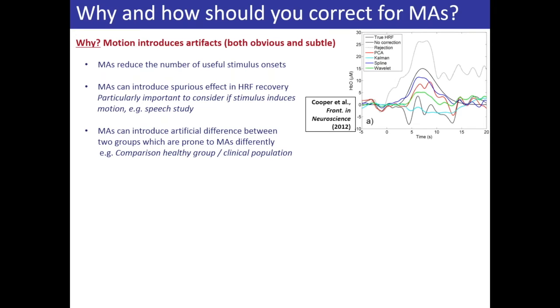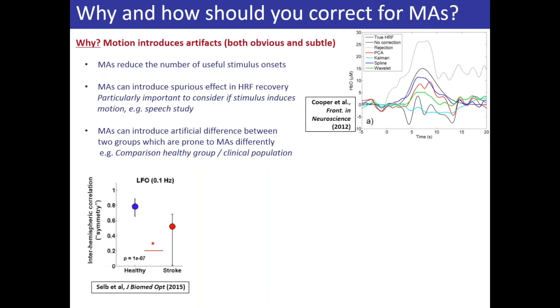Motion artifacts can also introduce artificial differences between 2 groups which are prone to motion artifacts differently. It's not something one would think about, but it's something that needs to be considered as well. It's interesting because we have seen it in one of our studies. This is an example of comparing healthy versus clinical population, and the clinical population here is a stroke patient group. This is work by Dr. Juliet Selp.